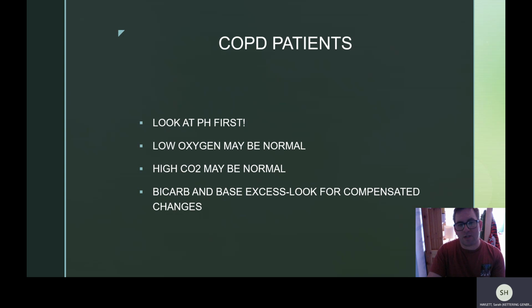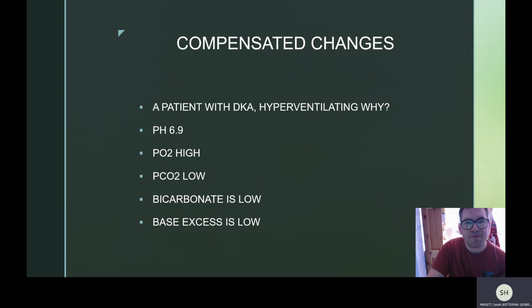So look at your pH. Is it just a normal pH for them? In which case you probably don't need to give them much treatment. Is there any change in the bicarbonate and the base excess? Look for compensated changes. So if your pH is going down and your bicarb is going up, then it's likely they're going to end up in a respiratory acidosis. Okay, just bear that in mind, look at the changes that are taking place.